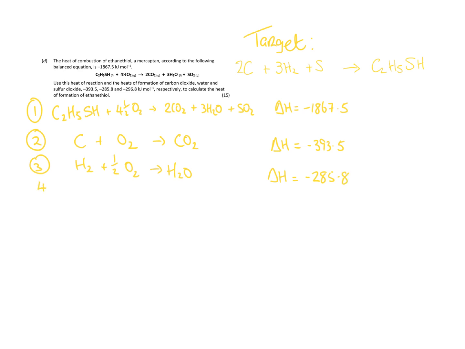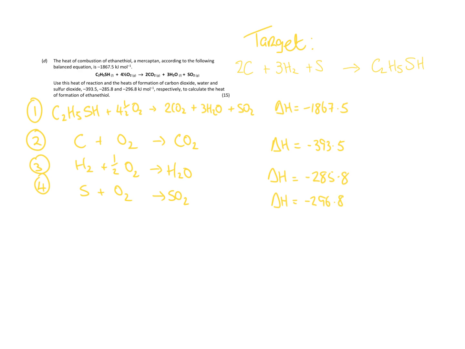And then my last equation, equation 4, is the heat of formation of sulfur dioxide. And I know sulfur dioxide is SO2, and it's made up of sulfur and oxygen like that, to give a delta H value, as per the question, of minus 296.8.